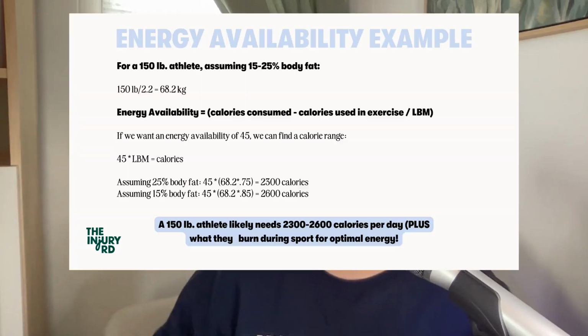I'll put an example up here. Let's say this is a 150-pound female. Keep in mind, this number is before your activity. So then if you're going to go do a 4-hour gymnastics practice on top of this, we need to add those calories onto this. Ideally, we want an energy availability of 45.